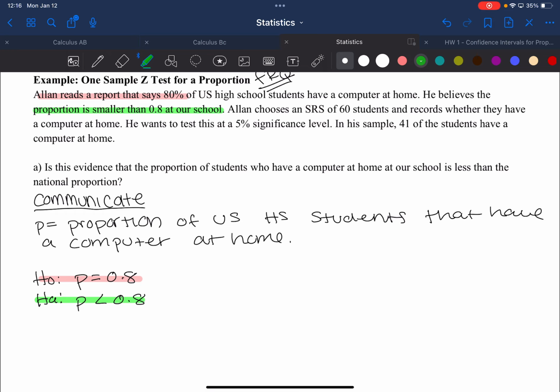From here, you're then going to write alpha. Okay, so based on the problem, alpha is equal to 0.05 because alpha is the significance level, which says it's 5%. Okay. Then we're going to write N. What's N?